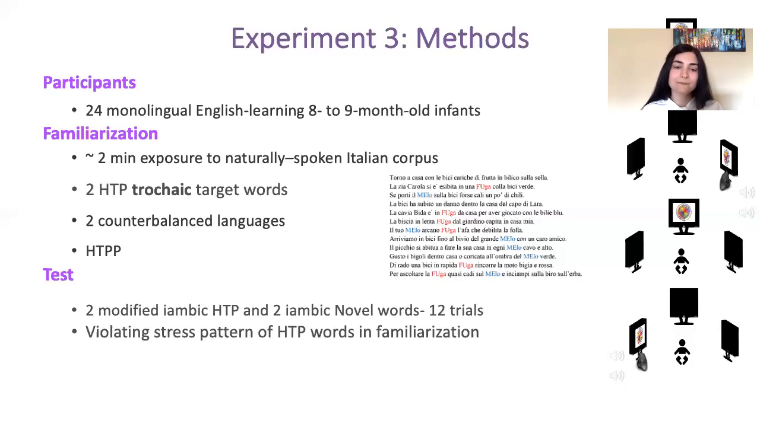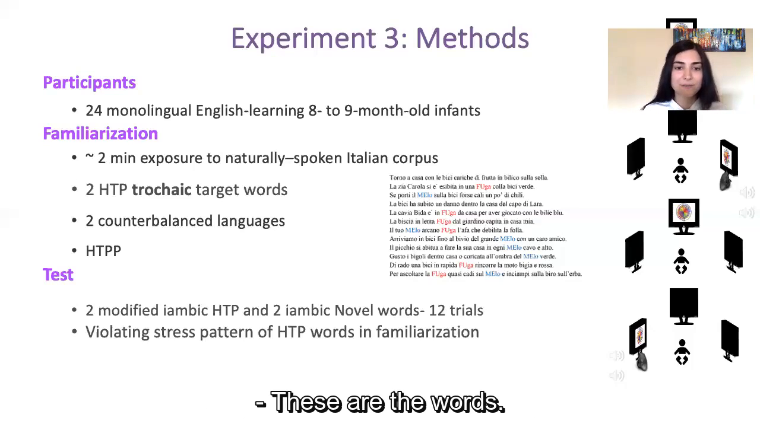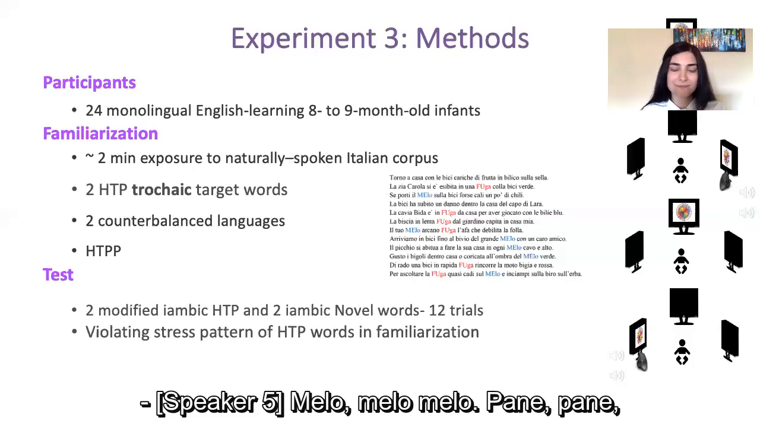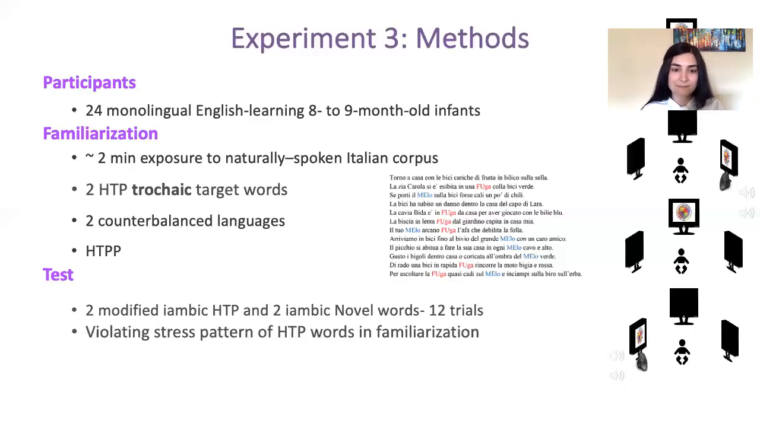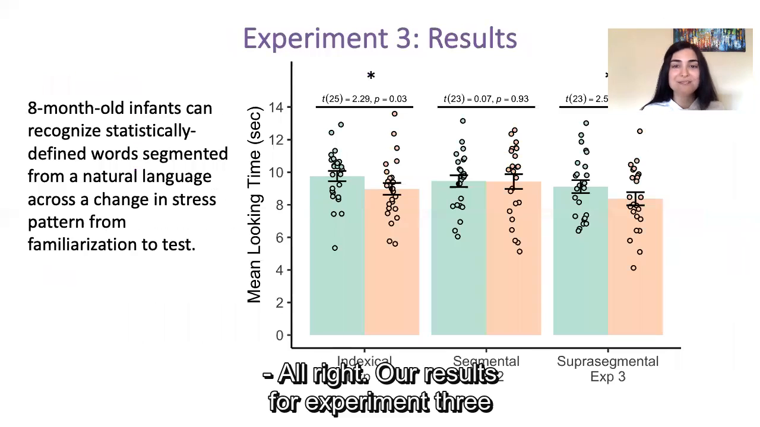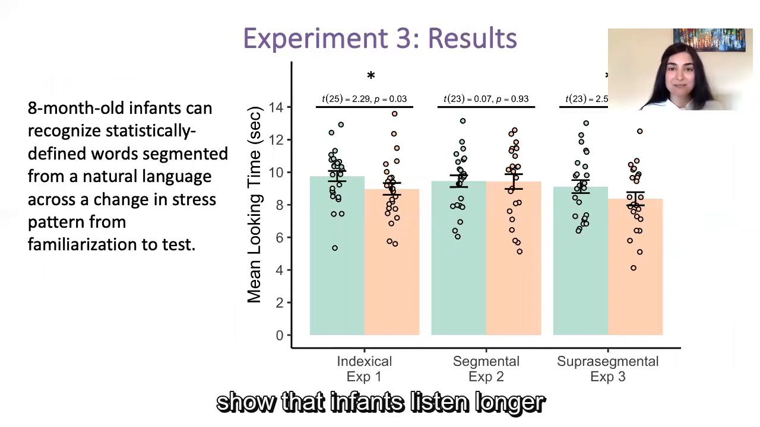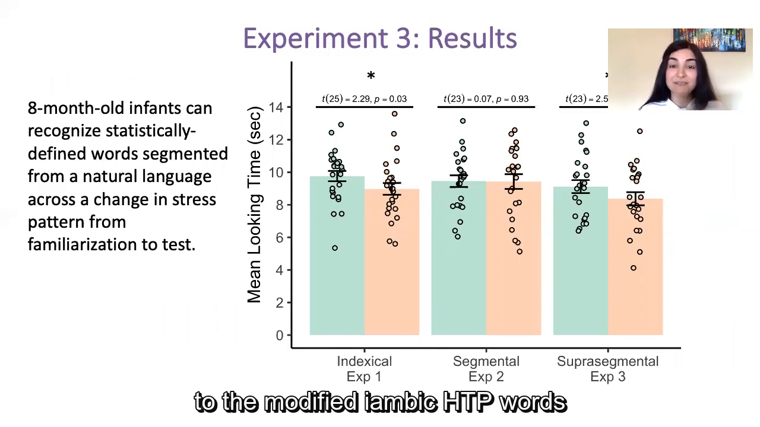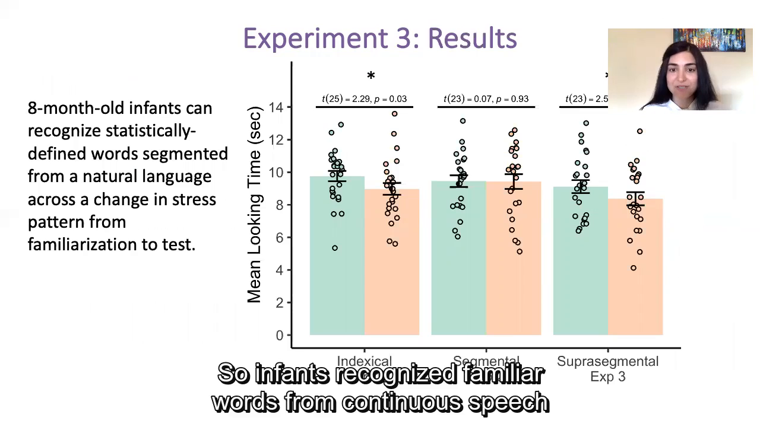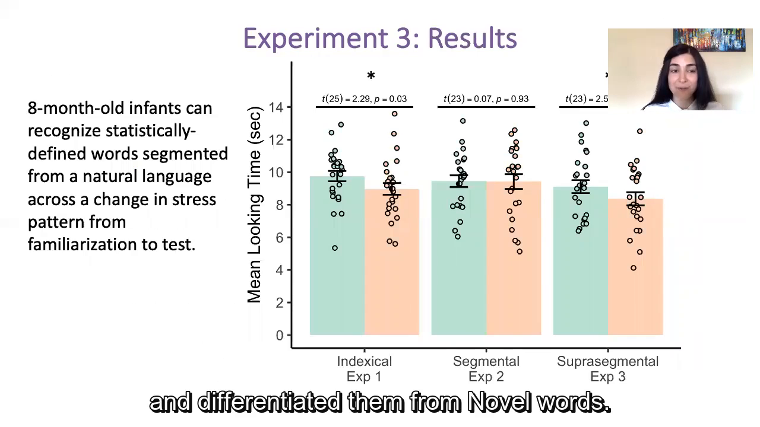Fuga, fuga, fuga. These are the words. Melo. Pane. Tema. Our results for experiment 3 show that infants listened longer to the modified iambic HTP words compared to the iambic novel words. So infants recognized familiar words from continuous speech and differentiated them from novel words.